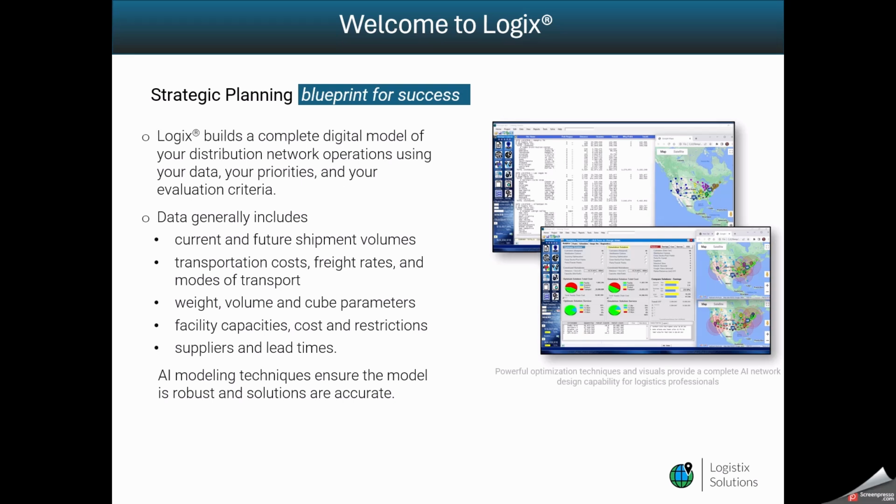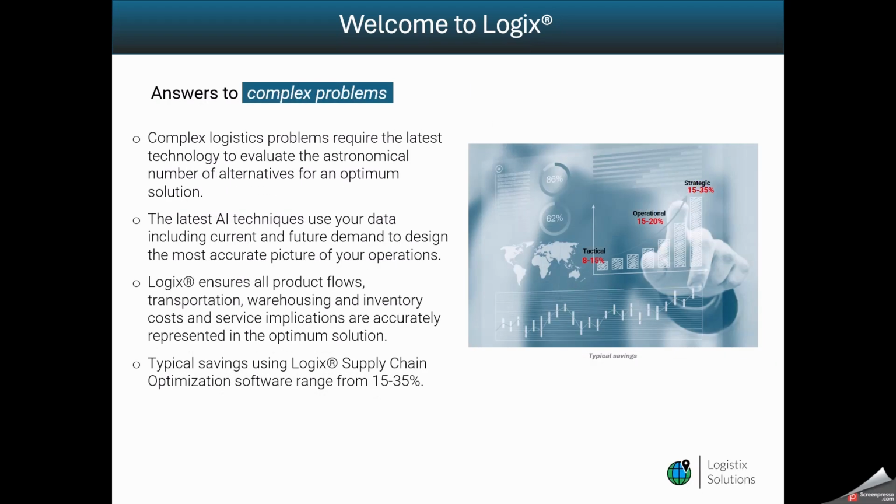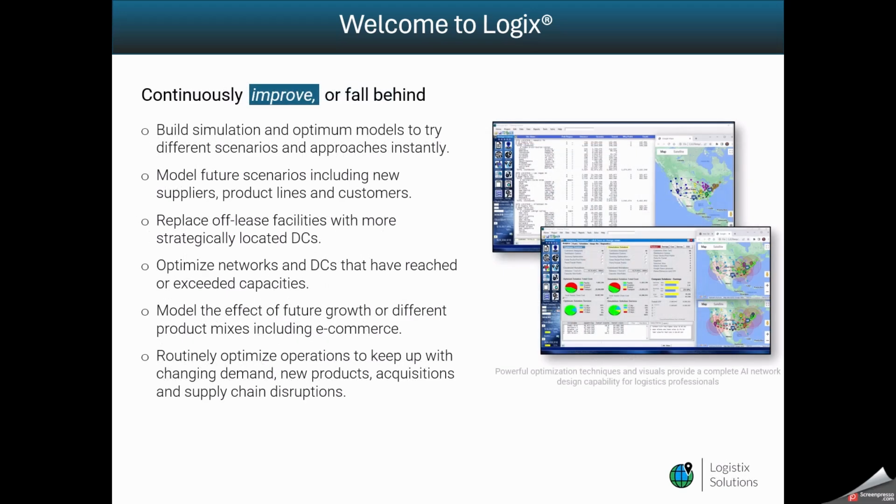Powered by the latest AI techniques, and using data including customers and demand, suppliers, distribution facilities, capacities and costs, transport rates, and service criteria, Logix builds a digital model of your supply chain. Logix and ProLogix AI optimize your operations and provide objective and actionable solutions. Logix helps ensure that all product flows, transportation, warehousing, and inventory costs and service implications are accurately represented in every model.